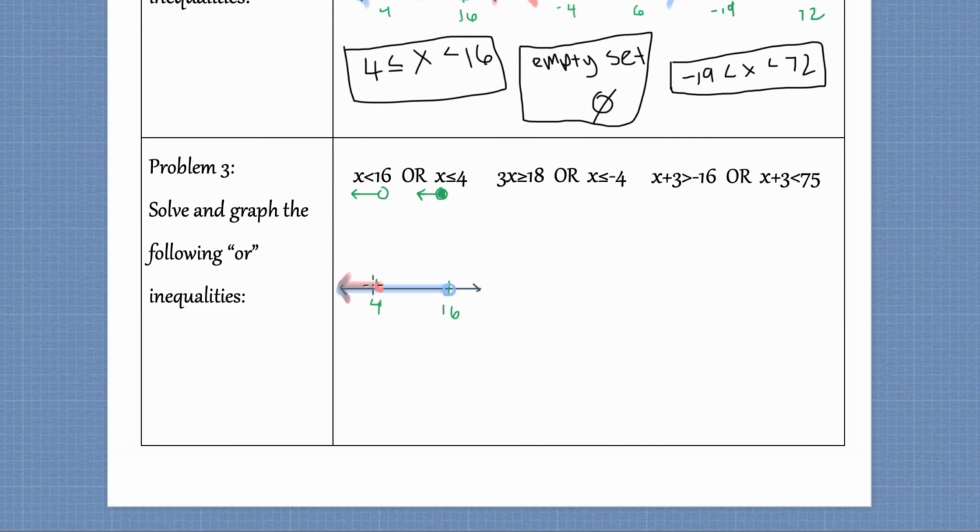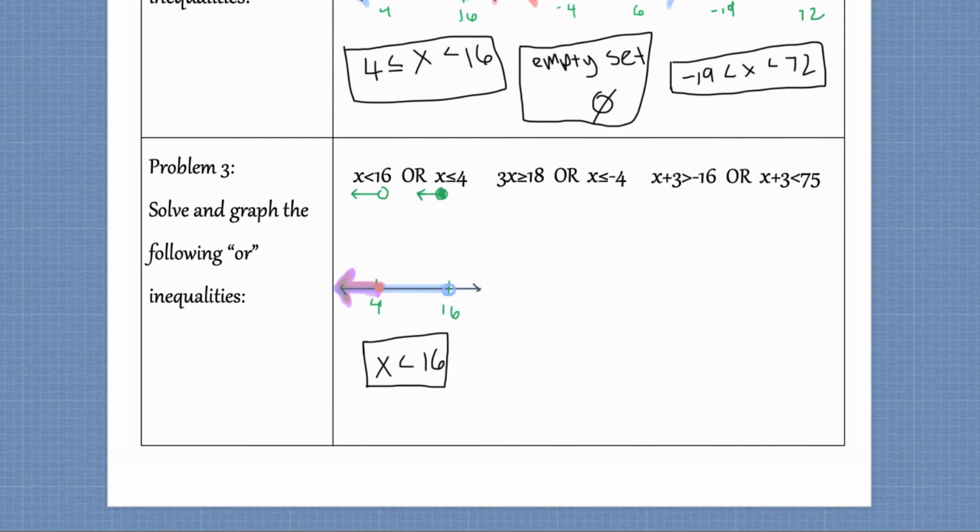So if you wanted to find the solution set of this compound inequality right here, all we would have to do is take the solution set of x is less than 16, since the other inequality, x is less than or equal to 4, falls within that inequality. So our solution for this one would be x is less than 16, and that's it. That's our solution.